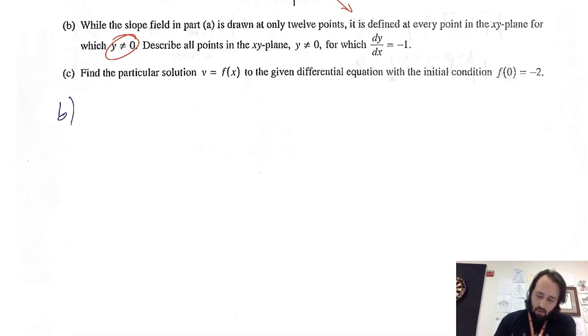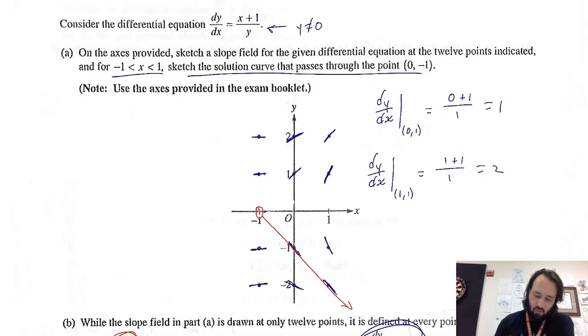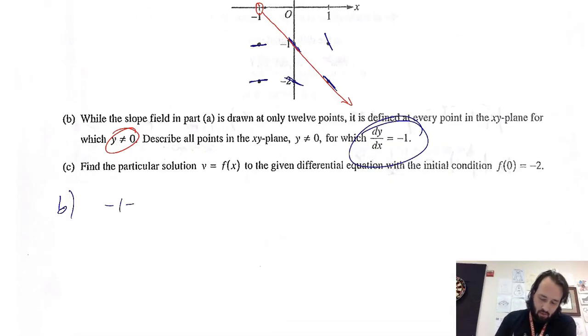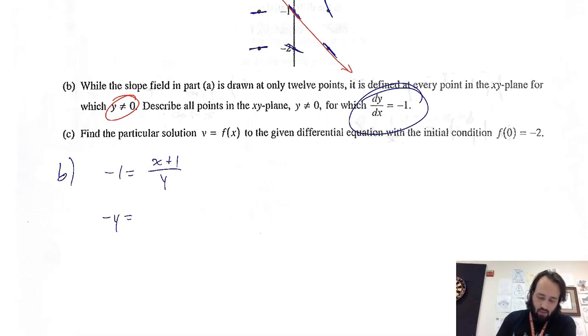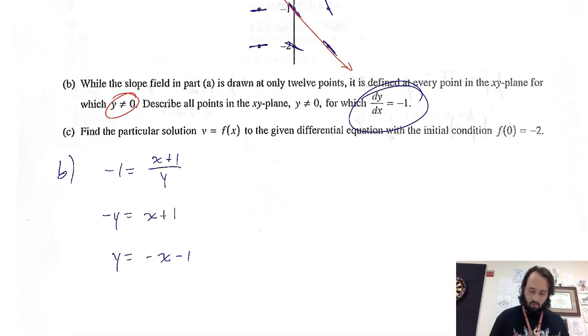So for part B here, I'm trying to find where the derivative is equal to negative 1. So I'm going to take my derivative, x plus 1 over y, and set it equal to negative 1. So that would mean that negative y equals x plus 1 if I multiply it up, so that y is negative x minus 1. So that would be all of the points when x and y have this relationship where the derivative is negative 1. That's it. That's all the points. So you don't have to state anything crazy. That's all we're looking for right there.